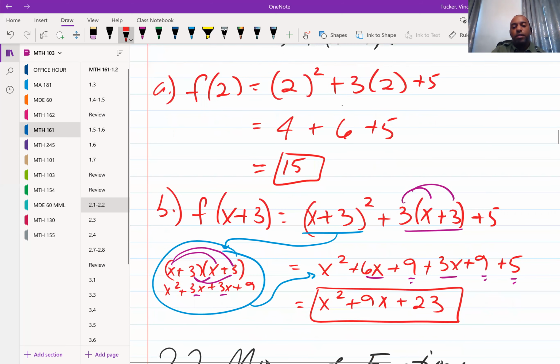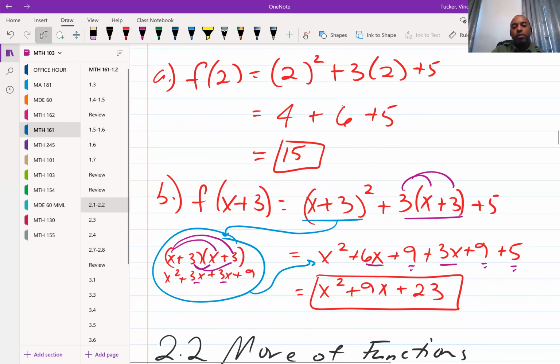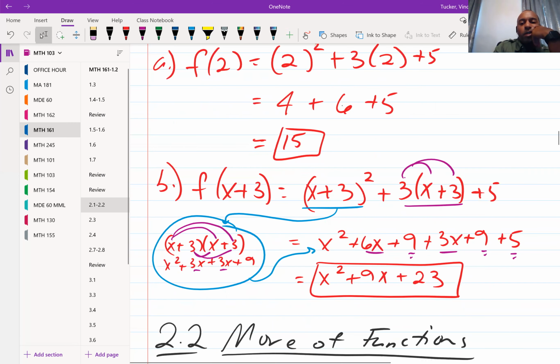Any questions? So we'll at least start 2.2. Not necessarily looking to finish, but at least get in there. Is everybody okay? Can I scroll up?